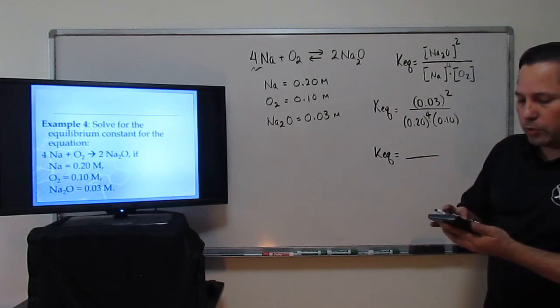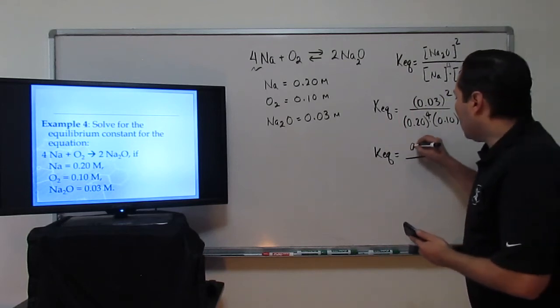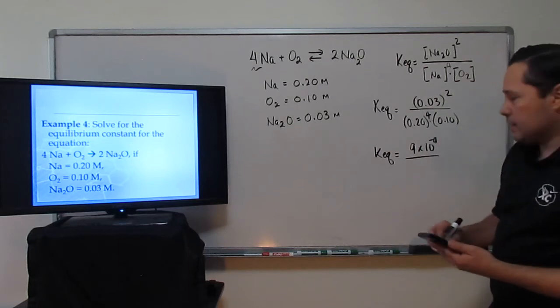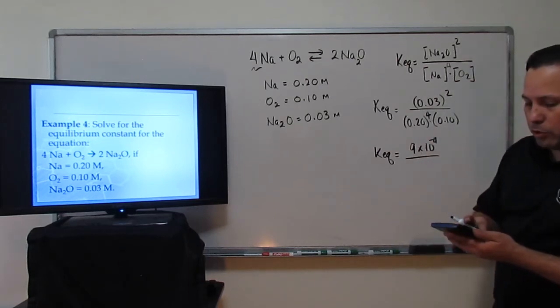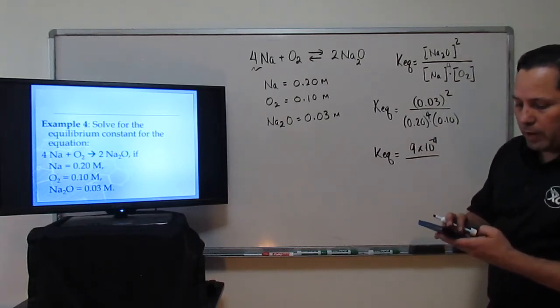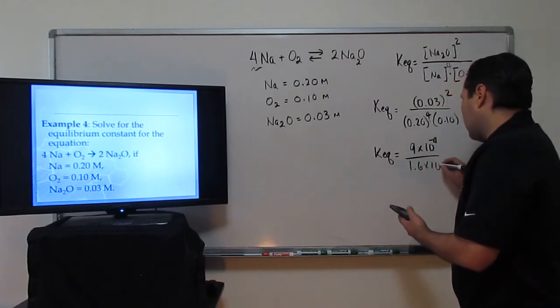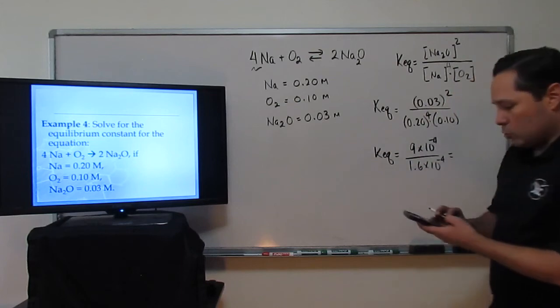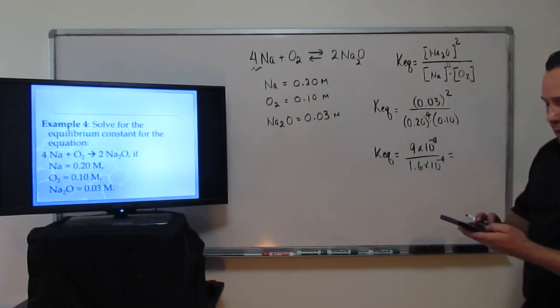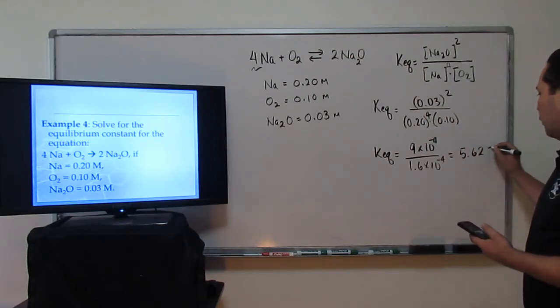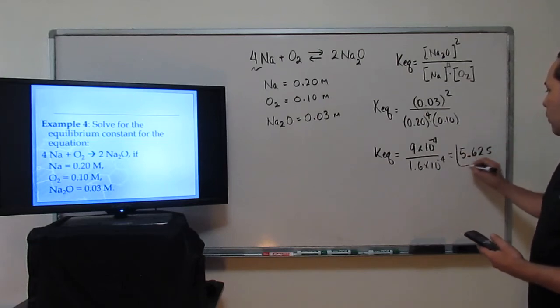So 0.03 squared will give us 9 times 10 to the negative 4. And for the denominator, it's going to be 0.2 raised to the fourth power times 0.1. It's going to give us 1.6 times 10 to the negative 4 as well. So we divide 9 times 10 to the negative 4 by 1.6 times 10 to the negative 4, which gives us our answer of 5.625. Again, no units for the answer.